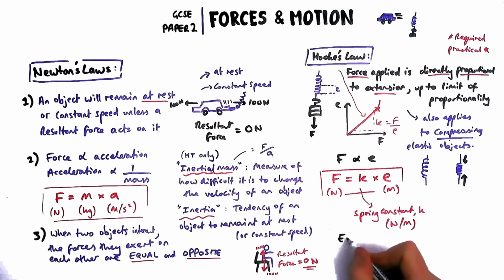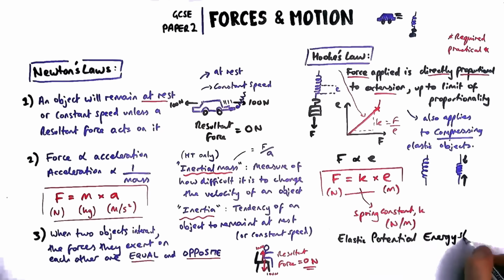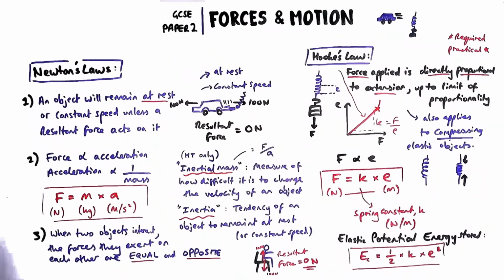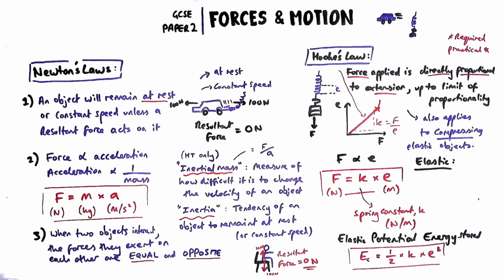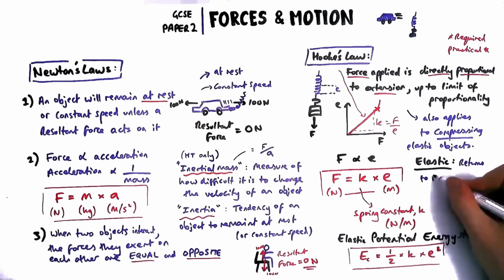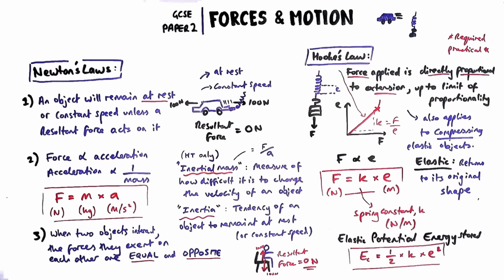When you stretch objects that are elastic, you are storing elastic potential energy. So the elastic potential energy stored is given by half times the spring constant times the extension squared, just like it is in paper 1 when you talk about energy stores in different forms. Elastic objects we define as ones that can return to their original shape, and inelastic is the term given to objects that do not return to their original shape once deformed, like Play-Doh or Blu Tack. Once stretched, it stays stretched.